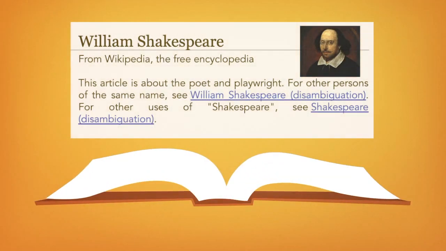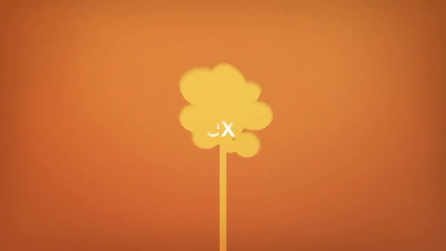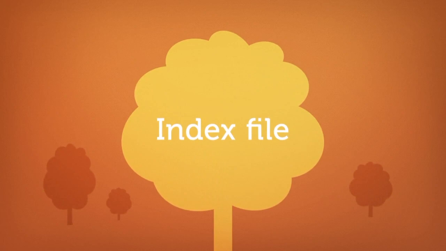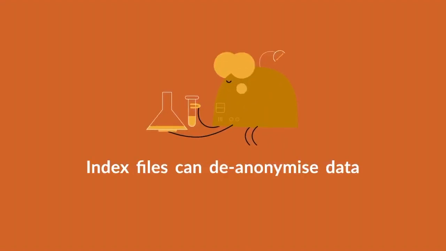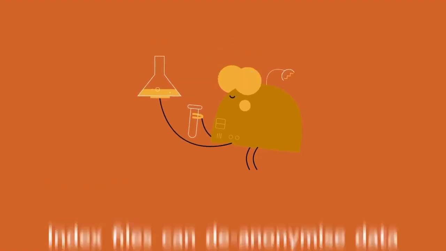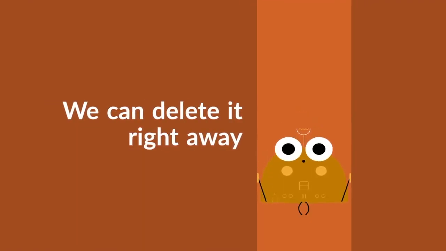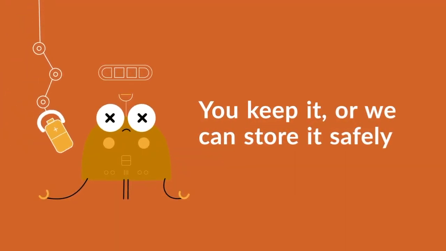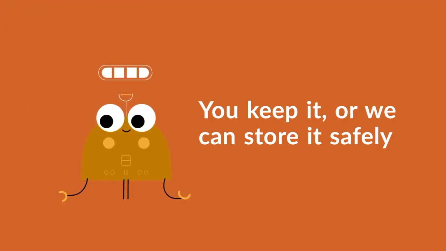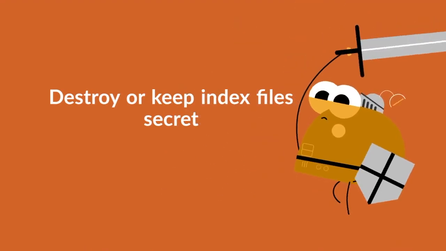To give you an example of a piece of anonymized text, consider the following extract. This data has been anonymized. It is important to note that during the anonymization process, an index file is generated. This index file contains data and all necessary information to change the anonymized asset to its original form. PangeaMT can delete it right away, so the content is never traceable back to its original form. You can keep it on your premises, or we can store it in our secure servers for reference only. Index files should be destroyed or kept secret to avoid any risk of breaching data protection laws.